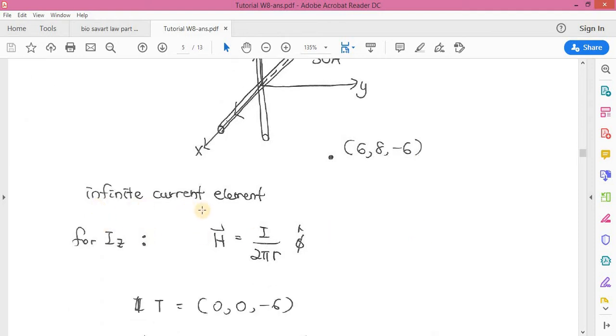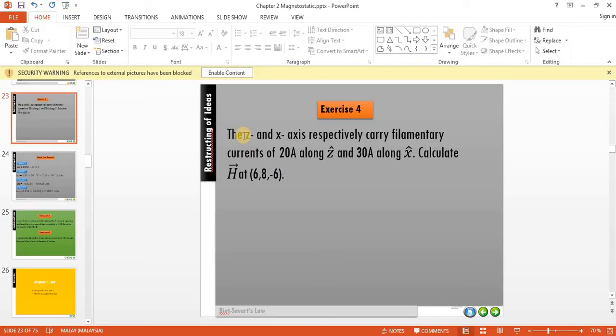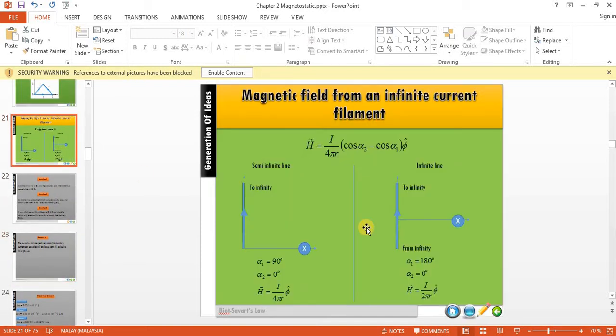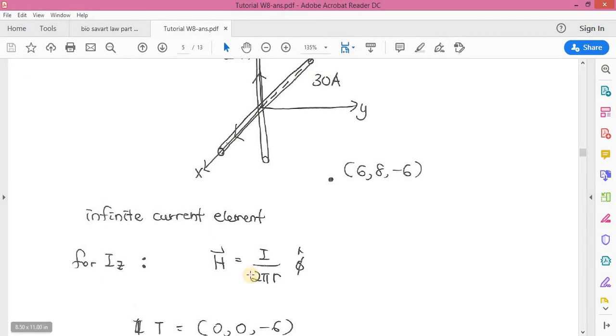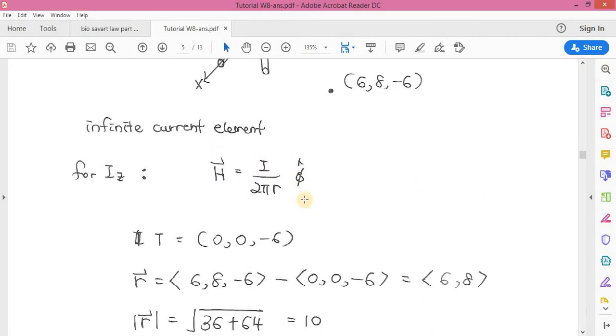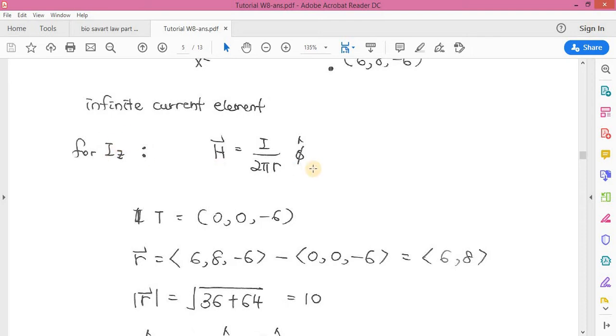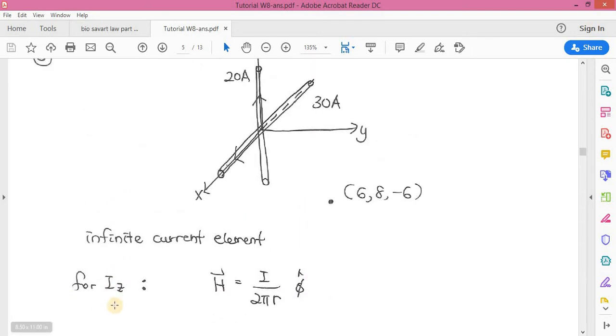For an infinite current filament, in this case, you don't know where the starting point is, and you don't know where the ending point is. So in this case, we can use the formula for an infinite line, these equations. Here you need to find the magnitude of R. So we have to do it separately, one by one. Let's focus on the current filament along the Z-axis first.